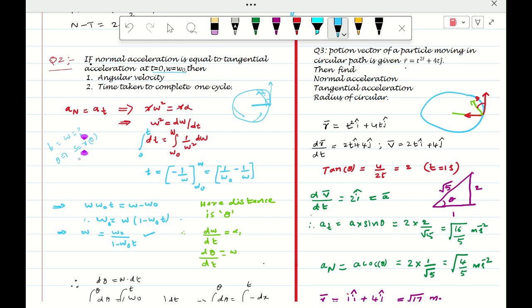Otherwise, the length of the arc you can write as theta by 360 into 2 pi r. You know theta, this will be fine. R theta, this is already studied. Now a n equal to a t, from this given information I will take r omega square equal to r alpha.